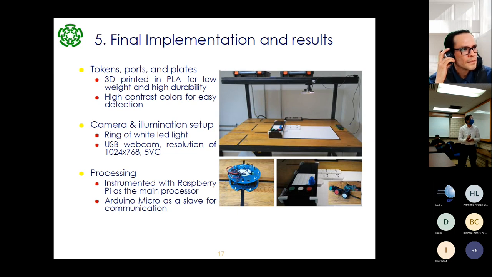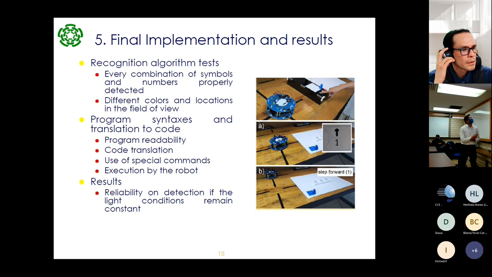All the processing on the interface is done in a Raspberry Pi as the main processor, which was selected because of its flexibility, availability, and affordability. There's also an Arduino Micro used for communication with the mobile robot.